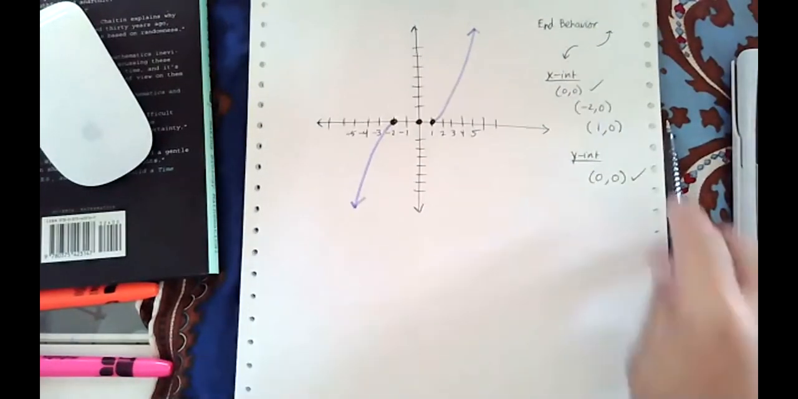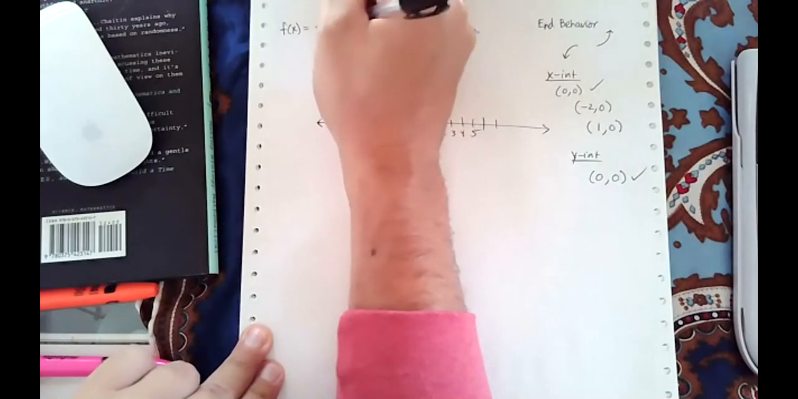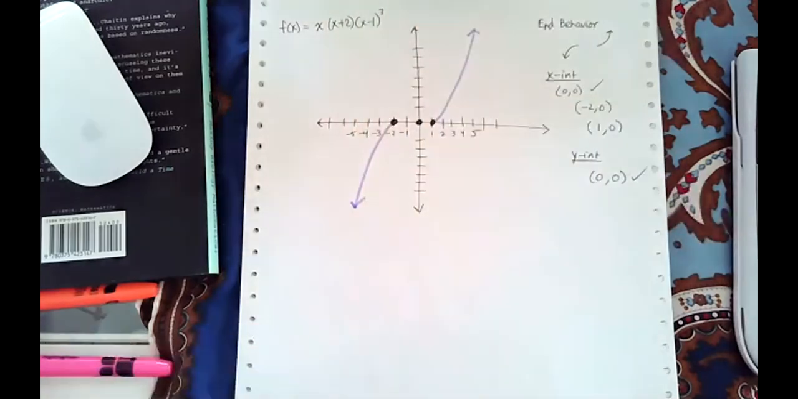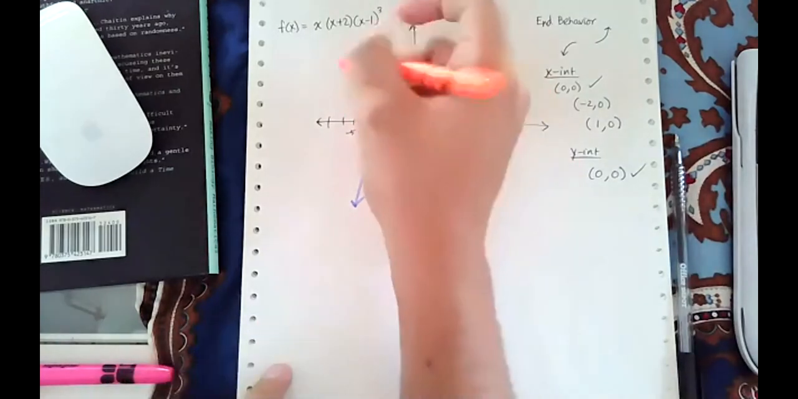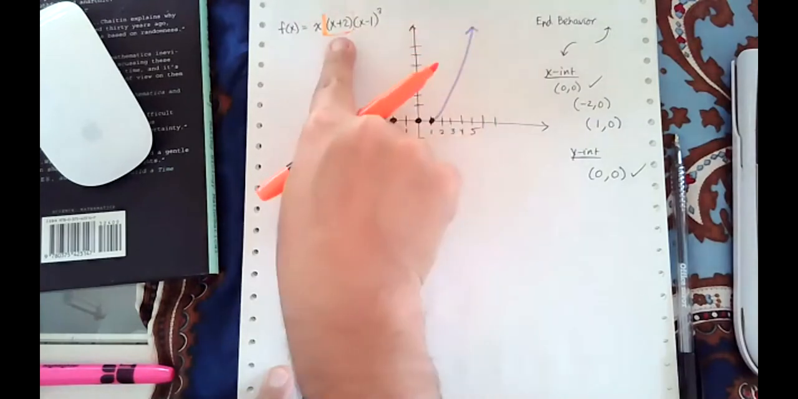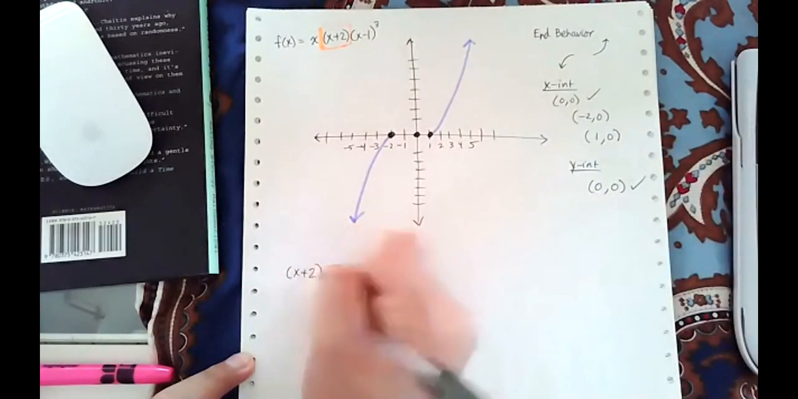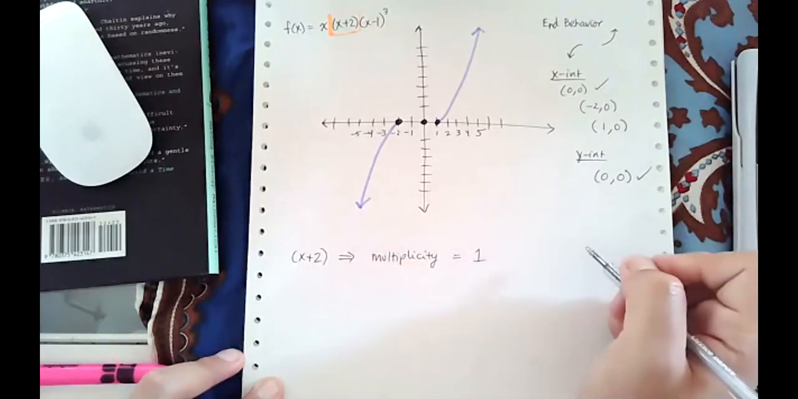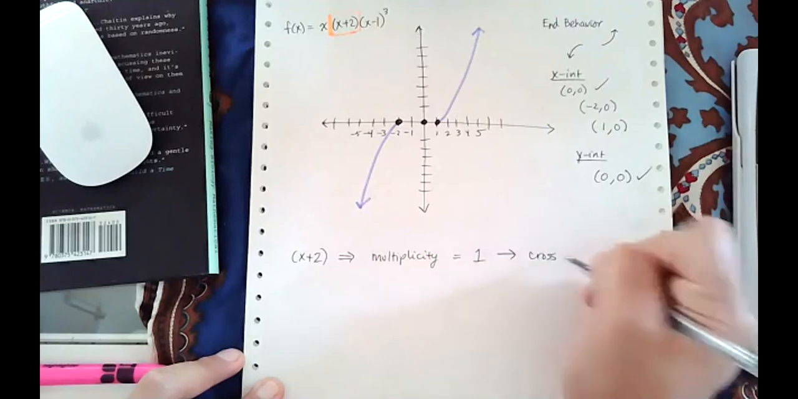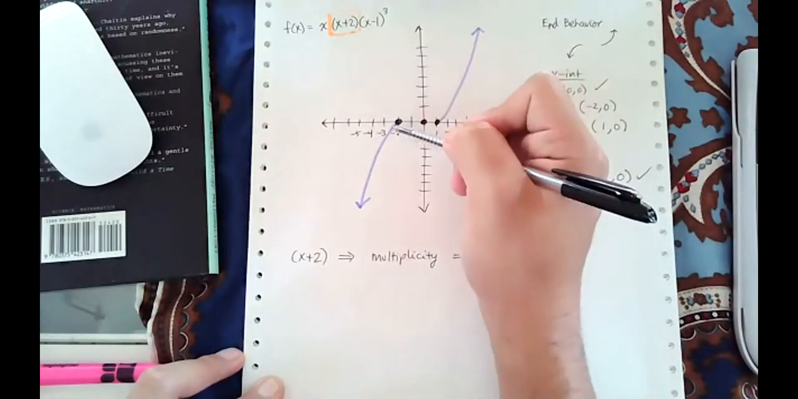Again, I'm going to write the function up here just so that I have it as a reference: x times x plus 2, x minus 1 to the third power. Well, this x-intercept, -2, came from the x plus 2 factor. The x plus 2 factor has a multiplicity, or an exponent, equal to 1. So that tells me that my graph is going to just cross over the x-axis there. I don't know how high it's going to go or how steep it's going to be, but I know that it's going to cross straight across the x-axis.